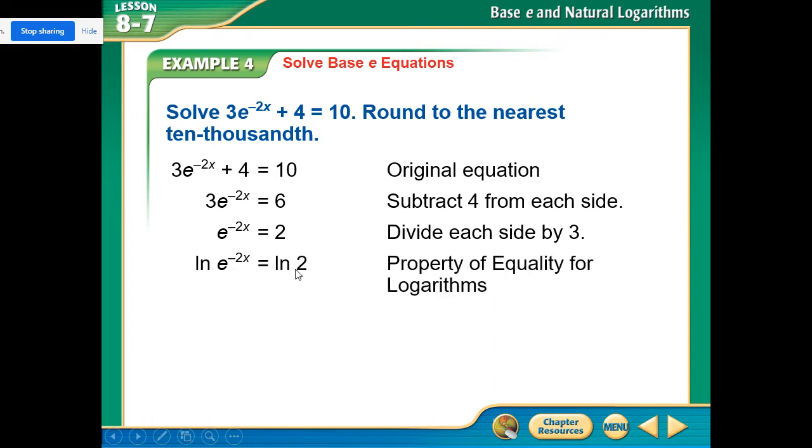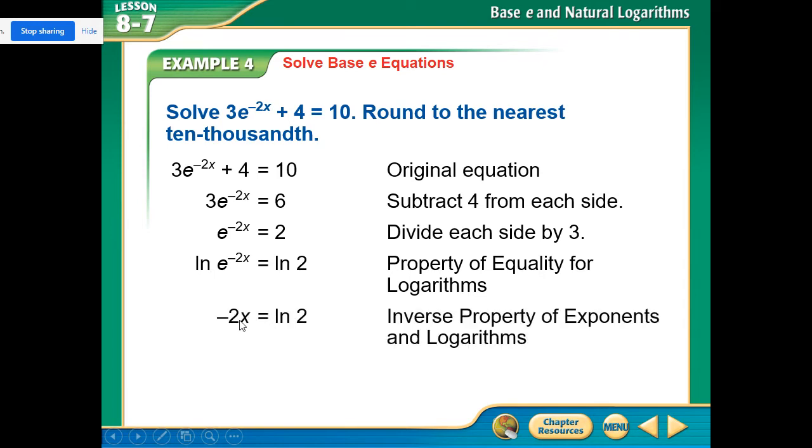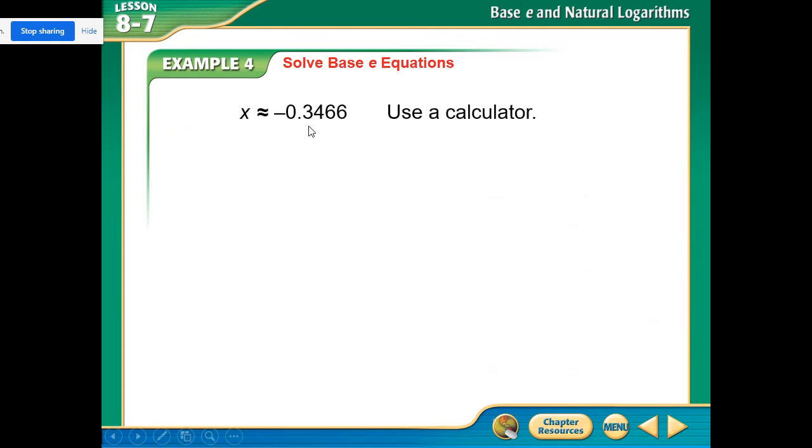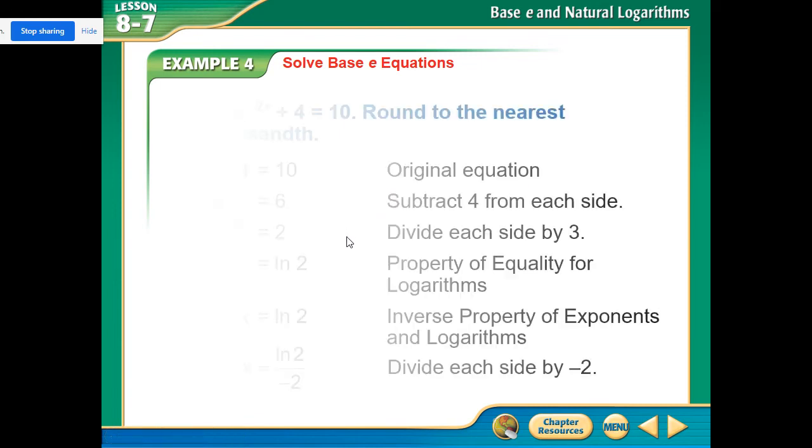So if I take the ln of both sides instead of just the log, these e's are going to cancel out. So I get negative 2x equals the ln of 2, and then I divide by negative 2, and I get my answer of negative 0.3466. Notice again, we're still using our 4 decimal points, but that's how it goes here.